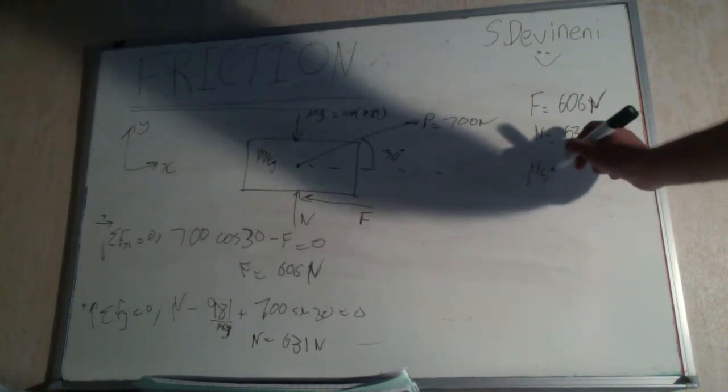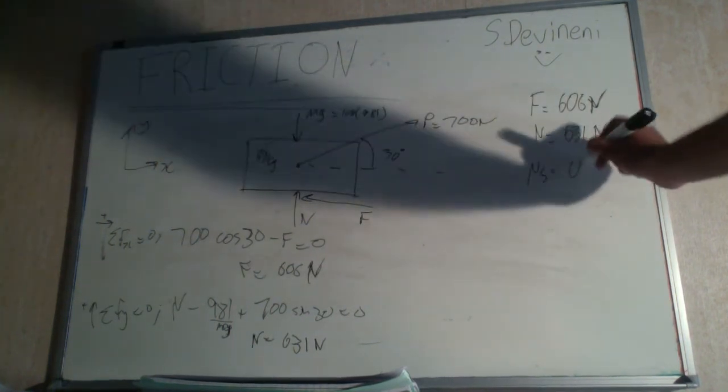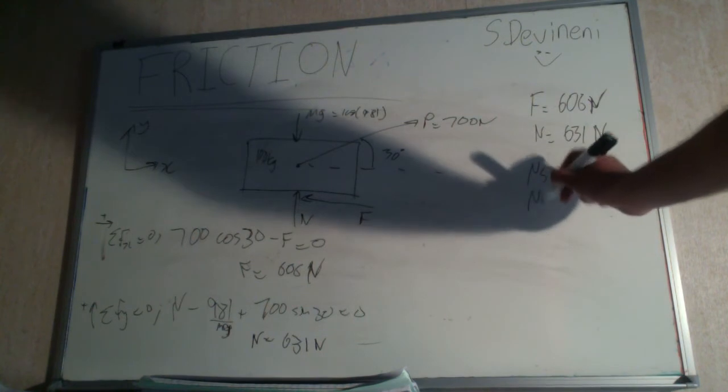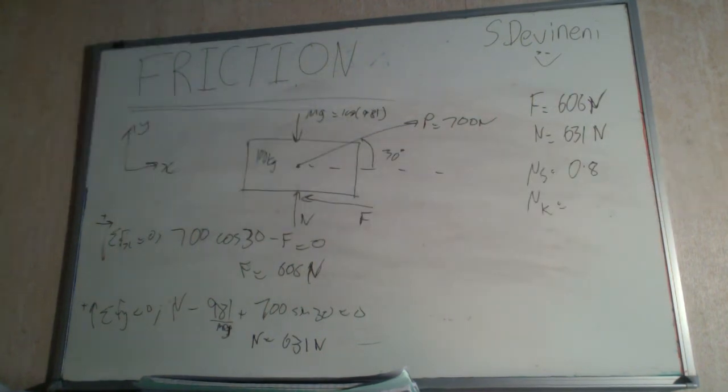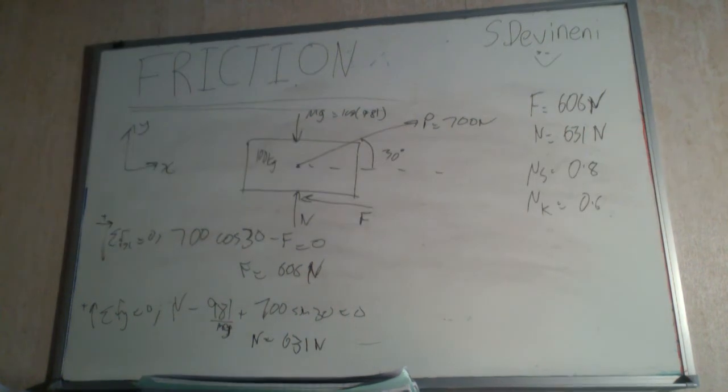Mu s is 0.8. Mu k is 0.6. So what is mu s and mu k? Well, mu s and mu k are just the coefficients of friction. Mu s is the static coefficient of friction, and mu k is the kinetic coefficient of friction.